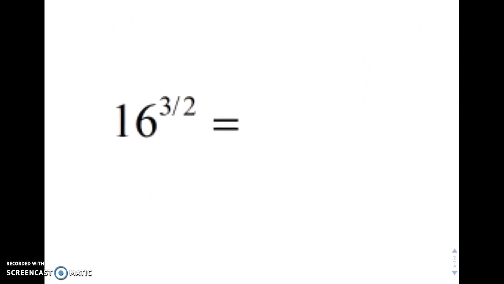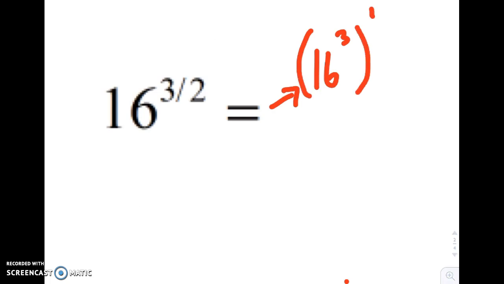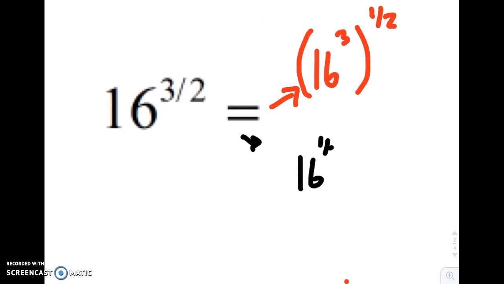Other times, you may see a number like this where we are going to try to evaluate it. And so what do we need to do? Well, you can really do this two different ways. The first is you could take 16 to the third, and then you could try to do the square root. Now, I don't know what 16 to the third is, so that doesn't seem like a very good plan. The other way that you can do this is you can evaluate the root first. So you can do the 16 to the 1/2, and then you can do the 3.